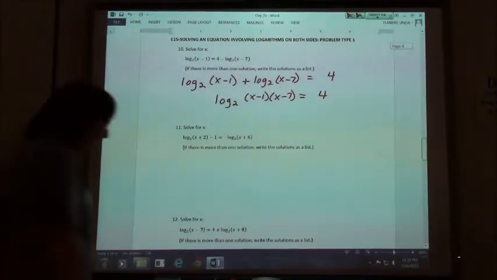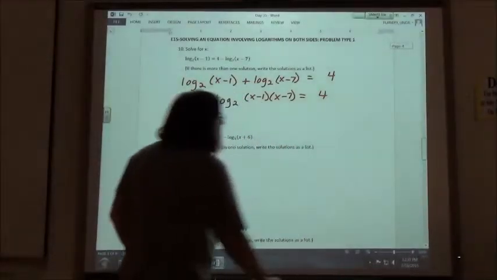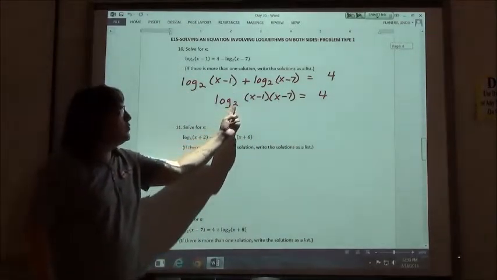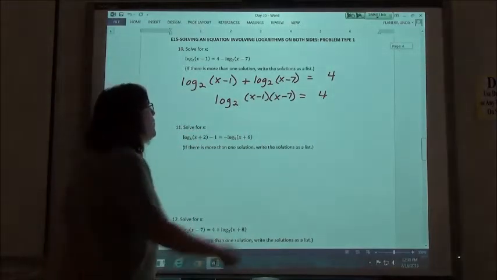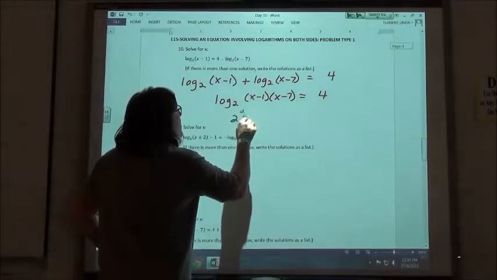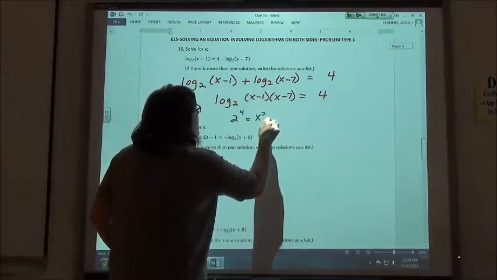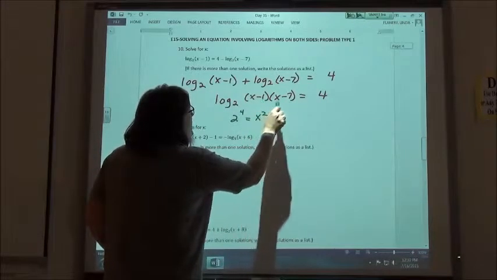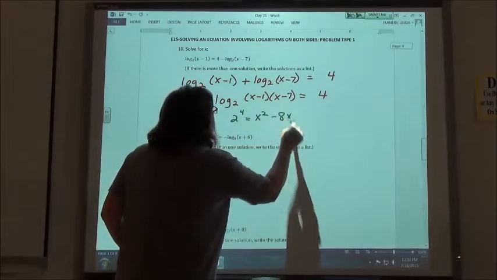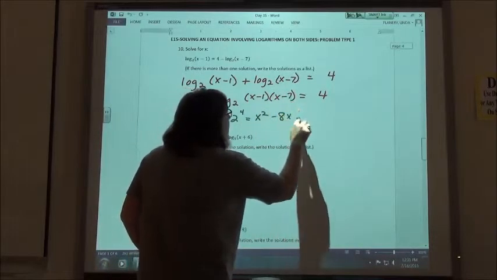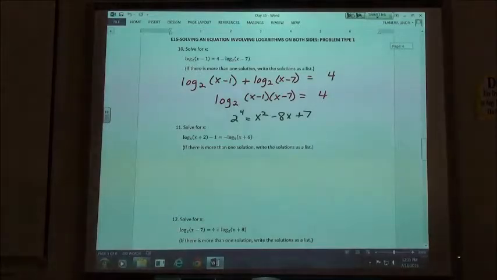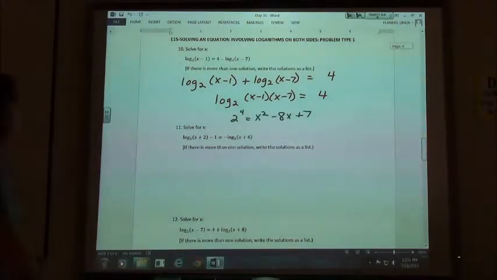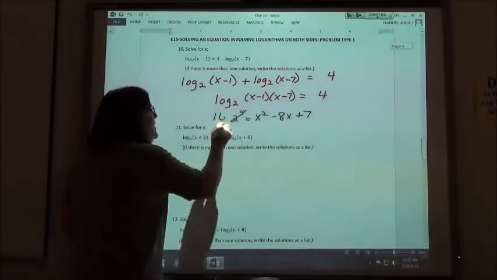So now I can rewrite that in exponential form. So 2 to the 4th power is going to equal that, which I'm going to just go ahead and FOIL out. So 2 to the 4th power equals x squared minus 7x and minus 1x would be minus 8x, and negative 1 times negative 7 is plus 7. 2 to the 4th power, we obviously have to evaluate. 2 to the 4th power is 16.